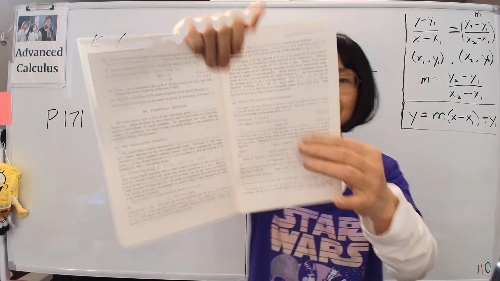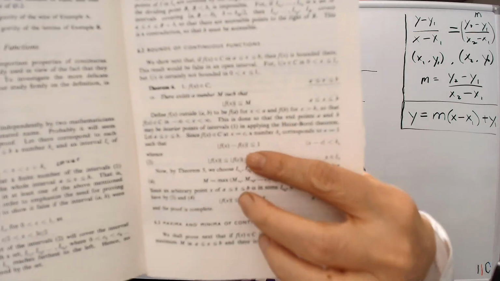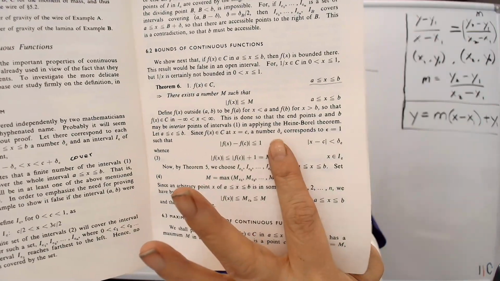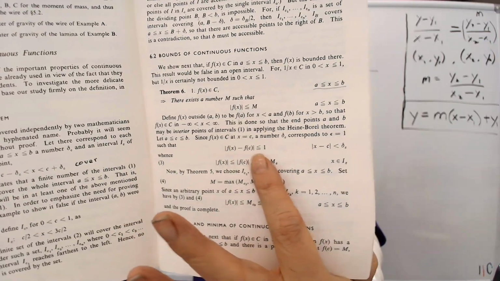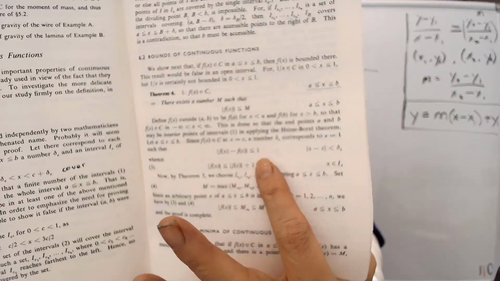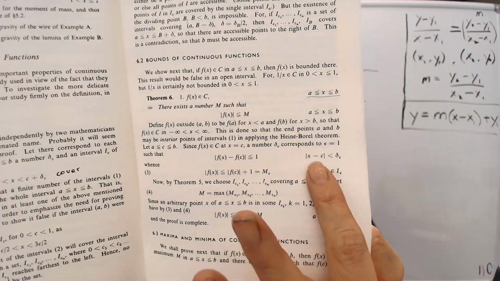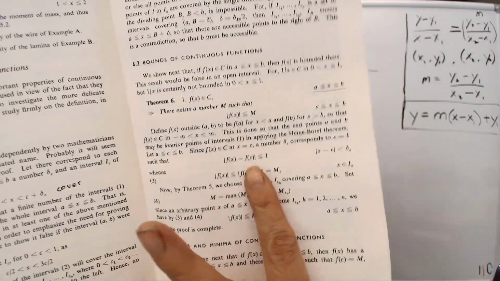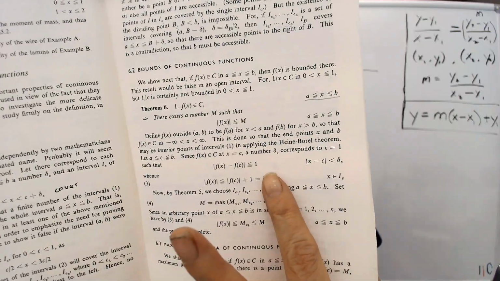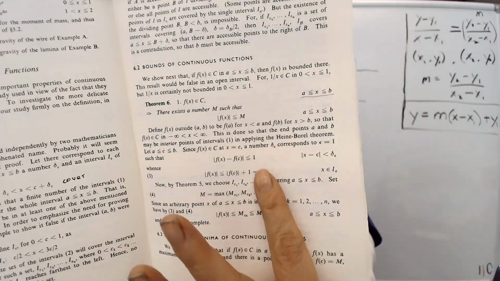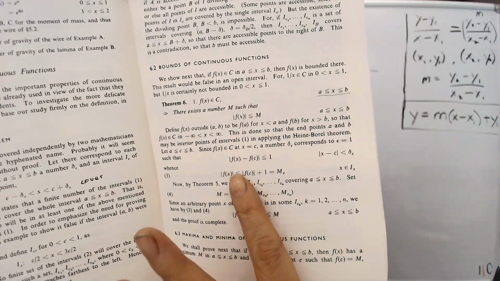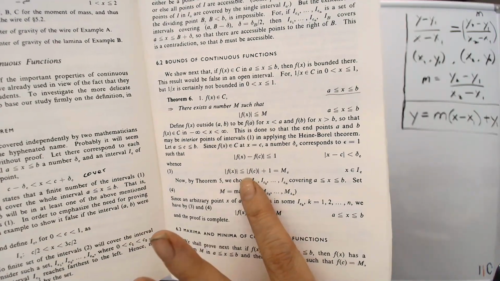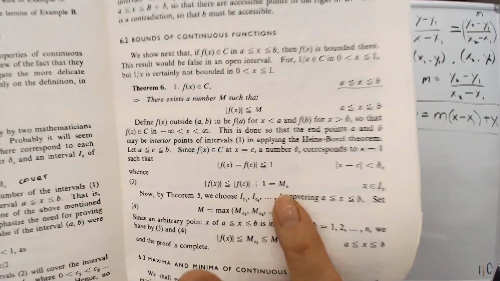So the cover at c is defined as whatever x minus c is less than delta c, that will make f(x) minus f(c) less than or equal to 1. See, x minus c is less than delta c. Now this is possible because f is continuous. That's the very definition of continuity. Now from this, we are going to get to this inequality, and so we'll prove that f of x is less than f(c) plus 1, and we'll define this value as M of c.